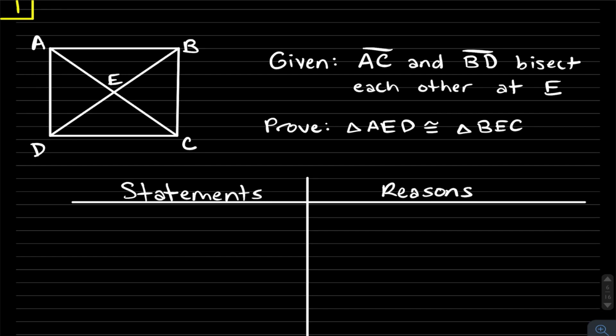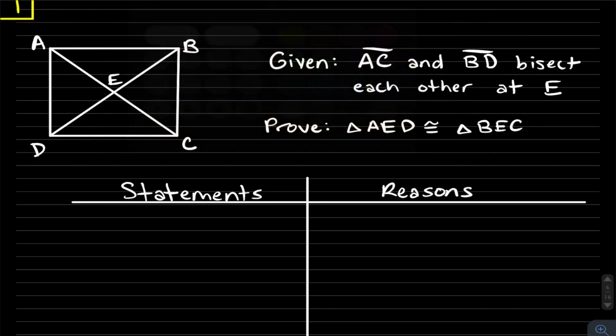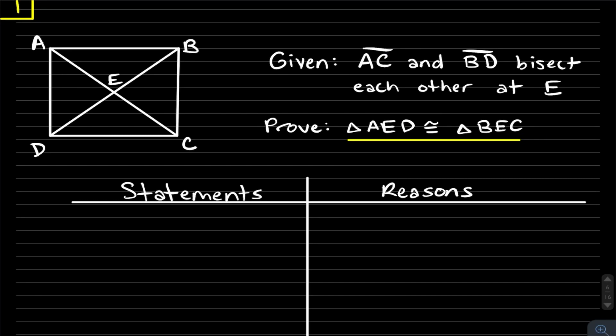Let's figure out what we're actually trying to do here. We want to prove that these two triangles are congruent. Well, where are these two triangles? We're talking about AED, and we're talking about BEC. So we want to show that those two triangles are congruent. How do we start off with that? Well, the first thing that I would recommend you do in any proof is start by writing down one of your givens. So we'll write down that AC and BD bisect each other at E. That's a good start. So we'll go ahead and write that down.